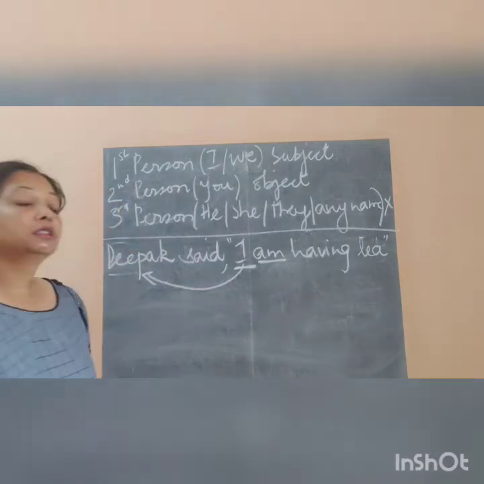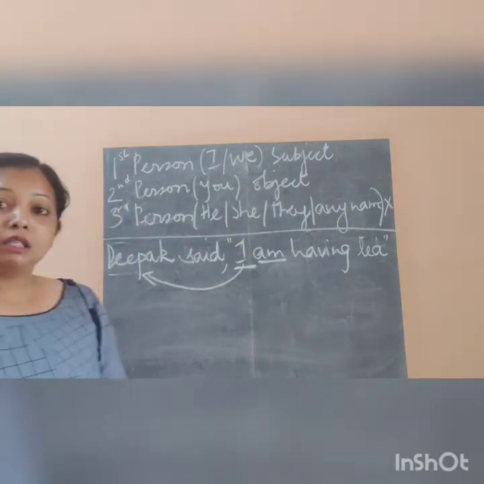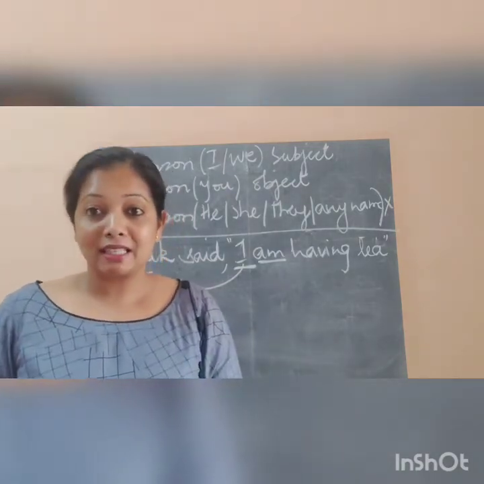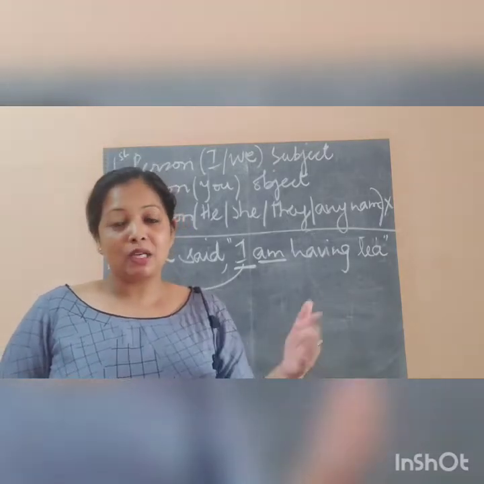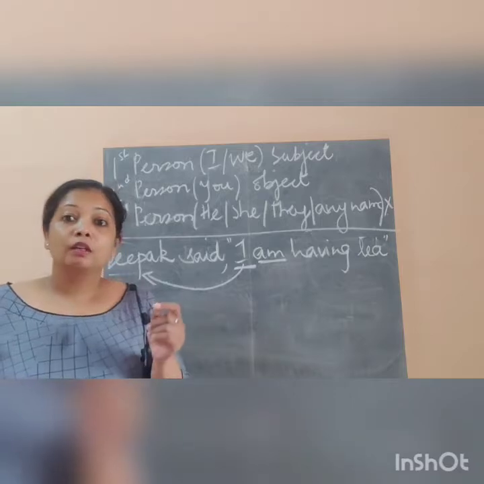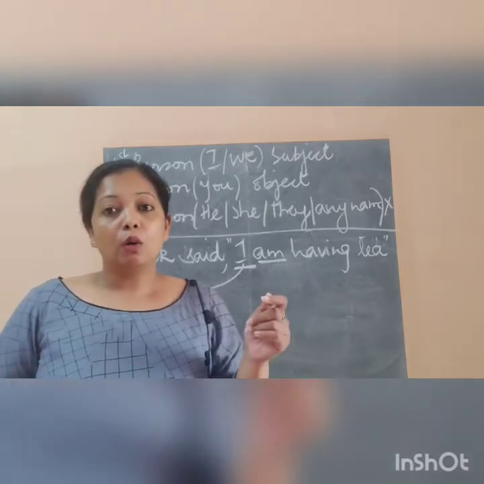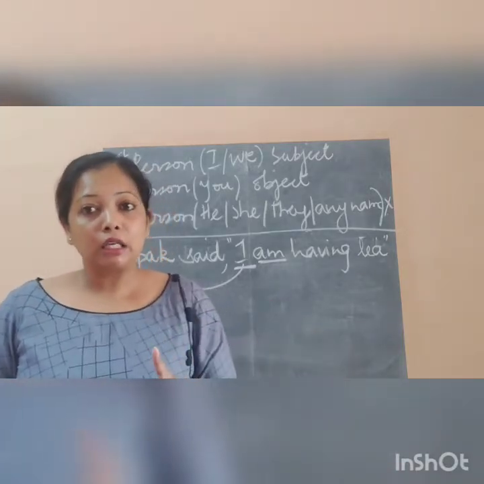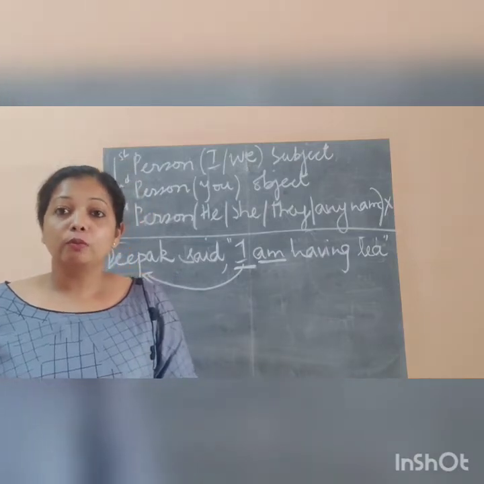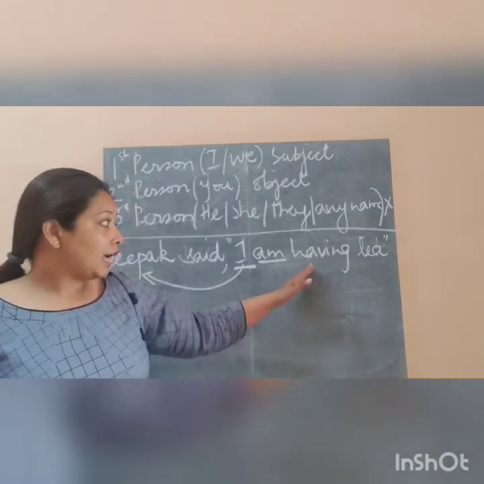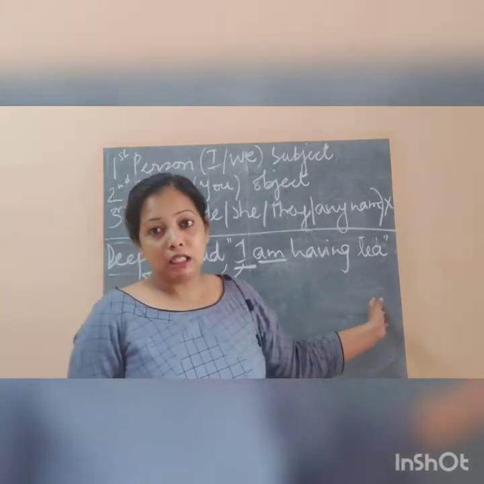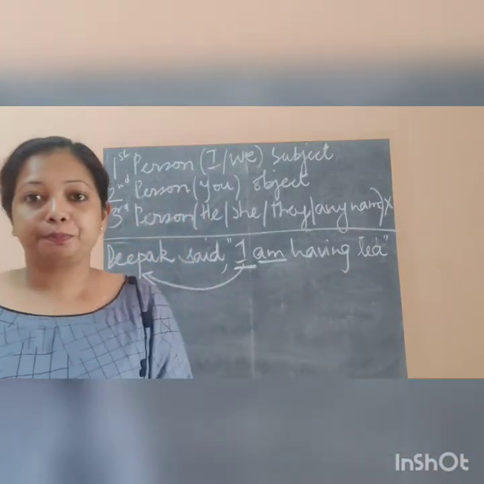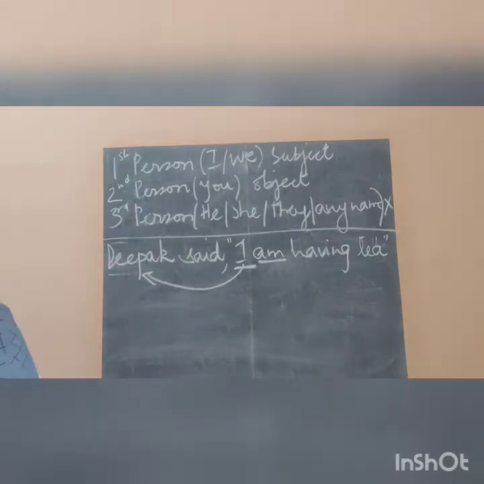Am. That means I am having tea. It's a present continuous tense. So it will be changed to past continuous. So is, am, are will be changing to was and were. Now I is only one, singular. So it will be changed to was. Having will be having tea. So let's change it. So we'll see the change here.